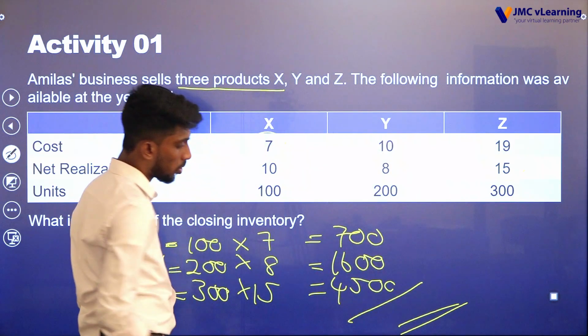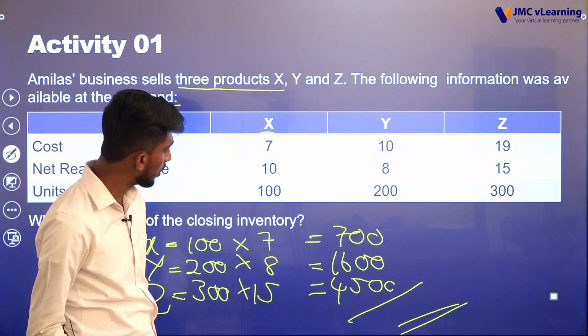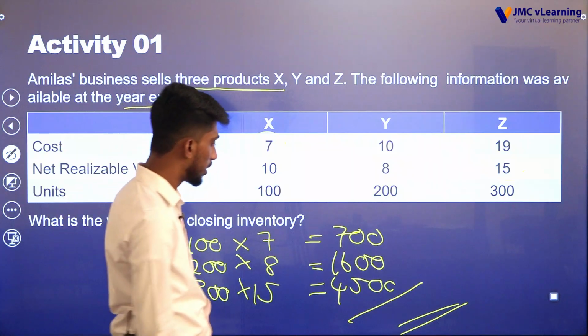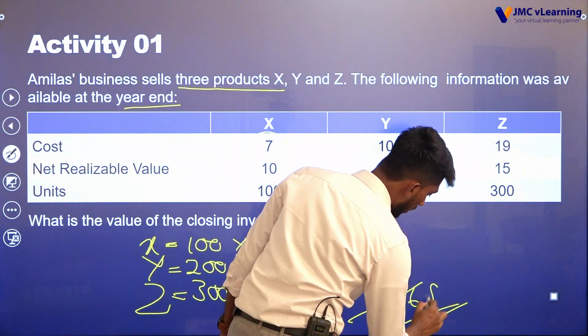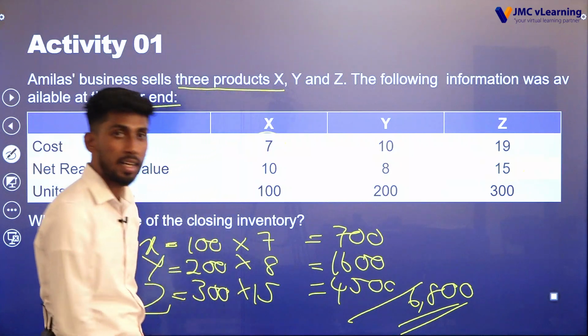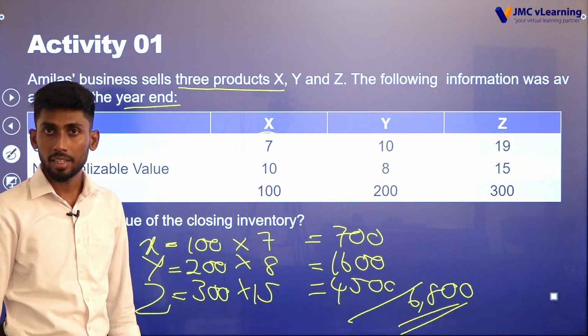So, what is the total here now? 4500 plus 1600 plus 700. It is 6800. So, this is the value of the closing inventory.